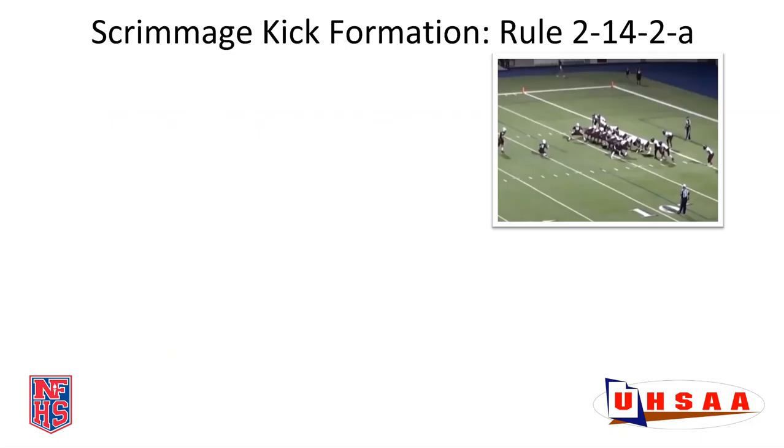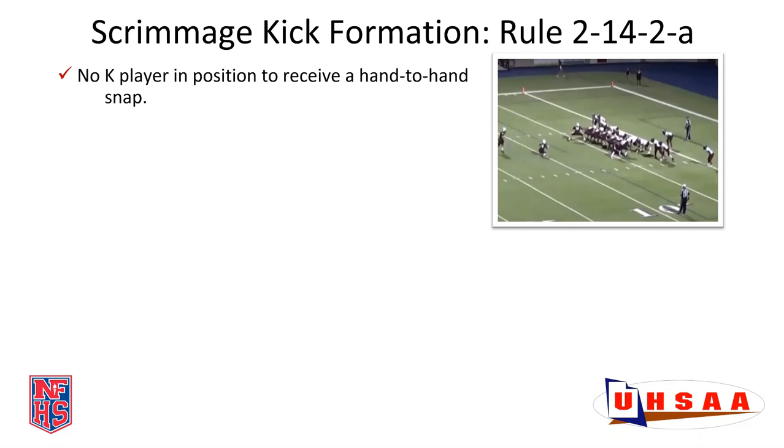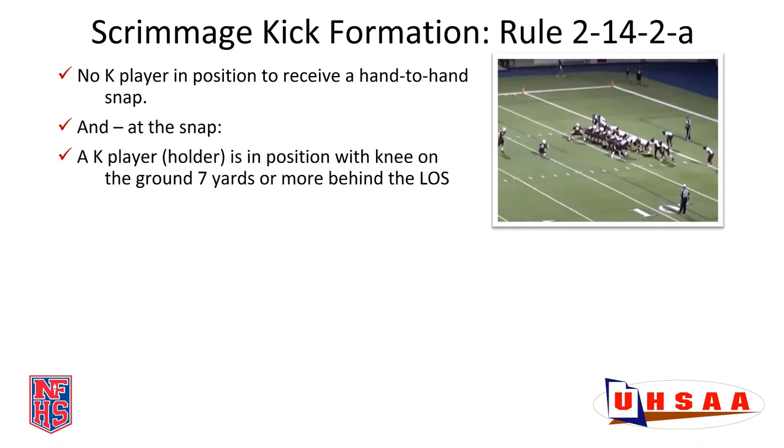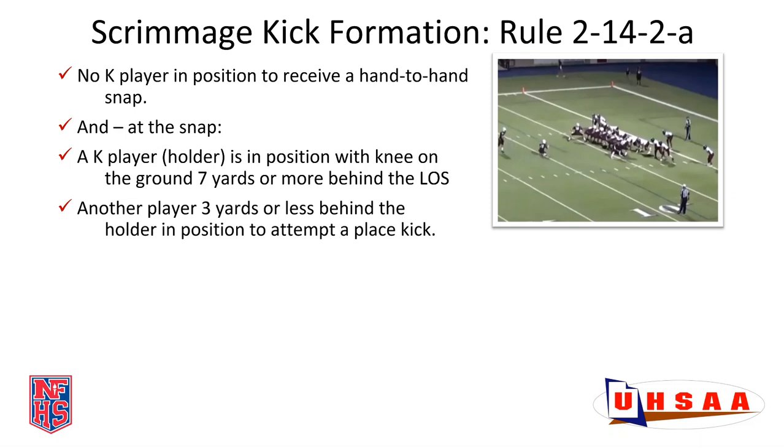Let's take a look now and spend a few minutes talking about the scrimmage kick formation as defined in Rule 2-14-2A. This differs from the scrimmage kick formation that is used for punts. First, no player can be in position to receive a hand-to-hand snap, and at the snap, a K player, namely the holder, is in position with a knee on the ground, 7 yards or more behind the line of scrimmage. This is important. At the snap, his knee must be on the ground. Also, another player is 3 yards or less behind the holder in position to attempt a place kick.